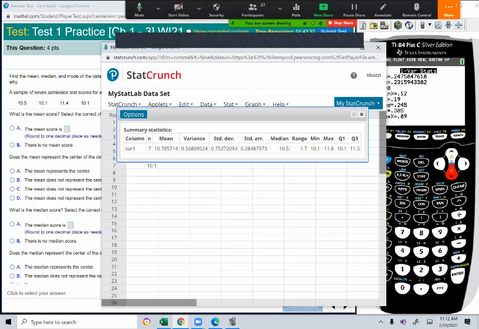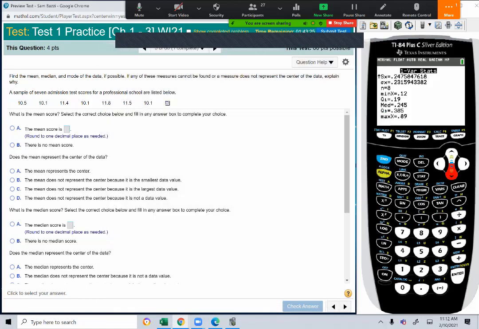It doesn't give you the mode. The mode, you guys, you have to figure it out on your own. So this is how you can use the StatCrunch to do this. The mode, is there a mode here? Did you do that? 10.1. 10.1 is the mode.